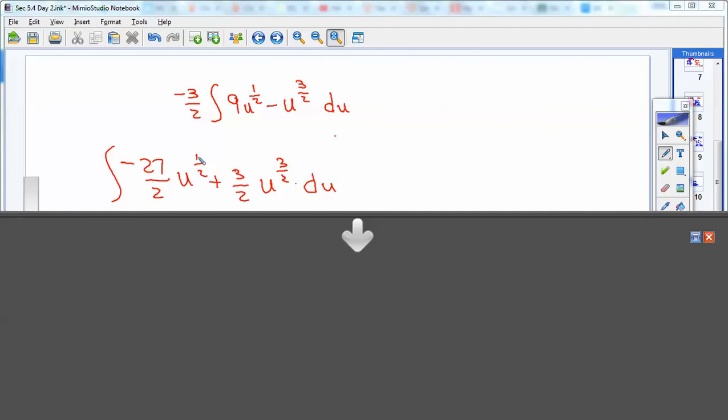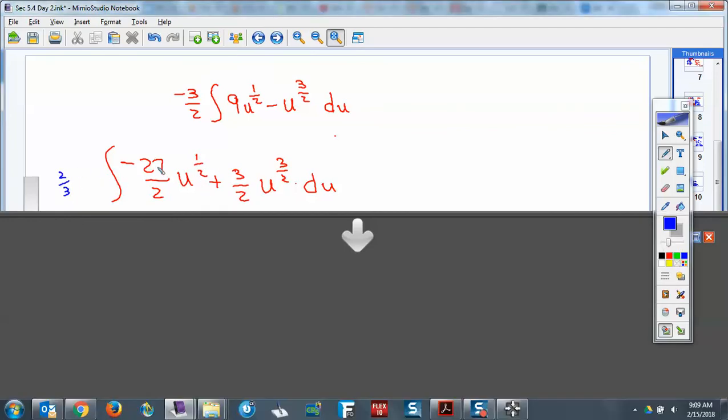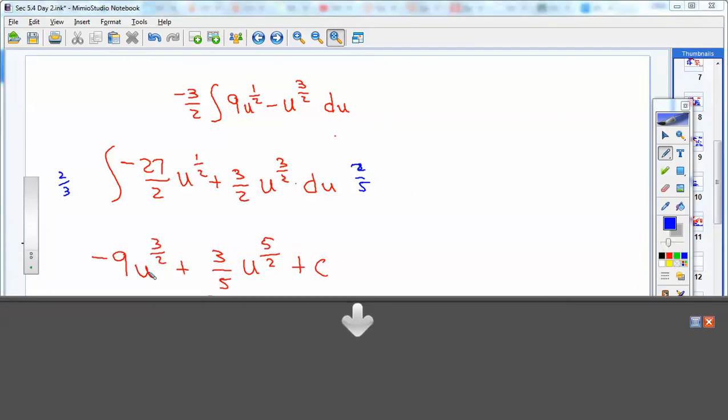Now we raise this up to 3/2 and divide by 3/2. Well, that'd be times it by 2/3. If I multiply this by 2/3, the 2's would cancel, 3 go into there, that'd be -9. If I raise this up to 5/2, I would multiply by 2/5, right? Raise that up to 5/2, multiply by 2/5. 2/5 times 3/2 would be 6/10. That'd be 3/5. So I'm going to get -9 u to the 3/2 plus 3/5 u to the 5/2 plus c. Now I did do my antiderivative, so now I take away the integral symbol.